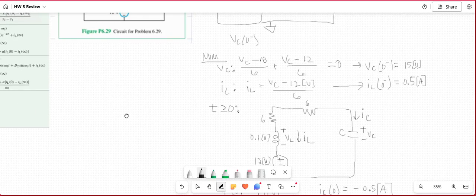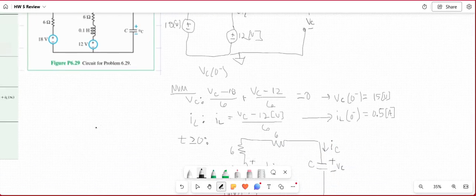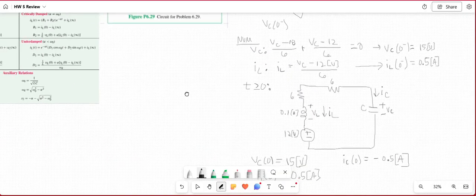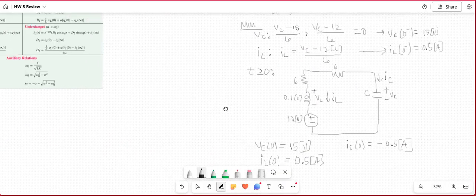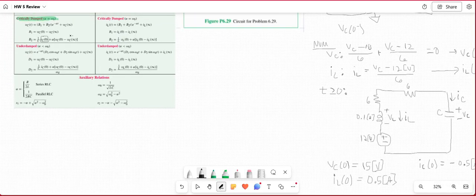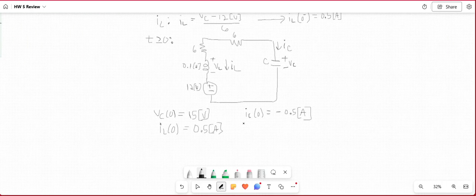And it gives us that it's critically damped, remember? Oh yeah, and then we also need VC of infinity. That's also part of the equation. So VC of infinity, remember, it charges up to 12 volts. So VC of infinity is just going to be 12 volts.